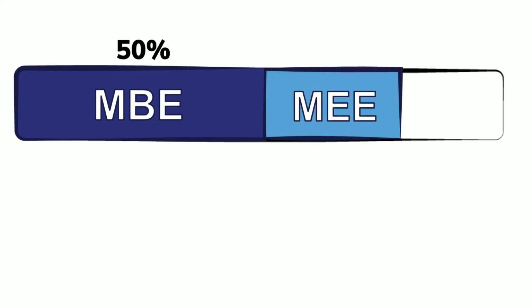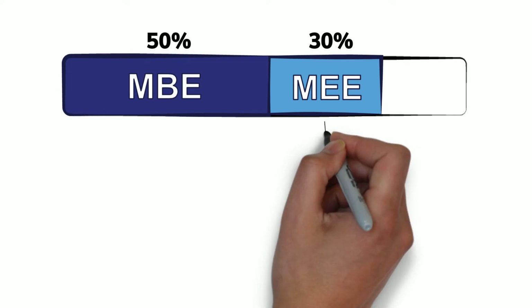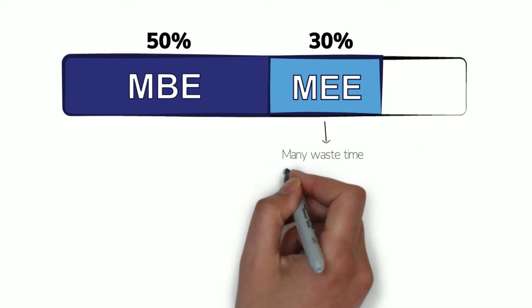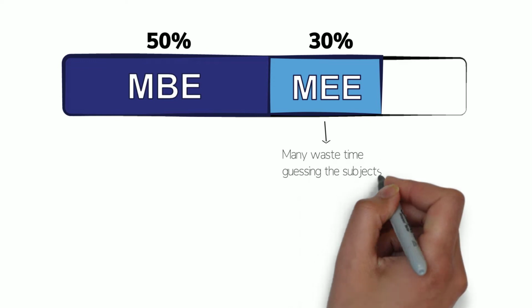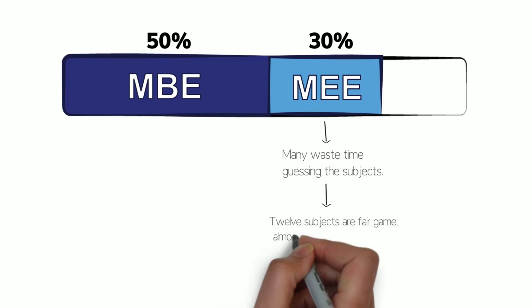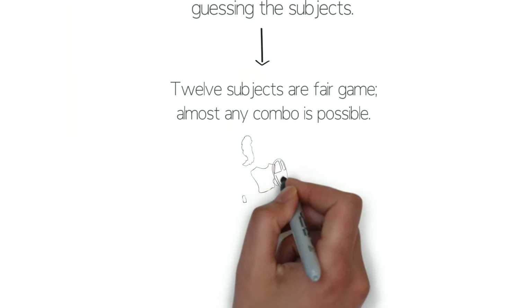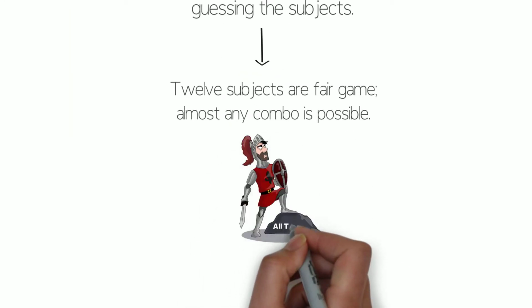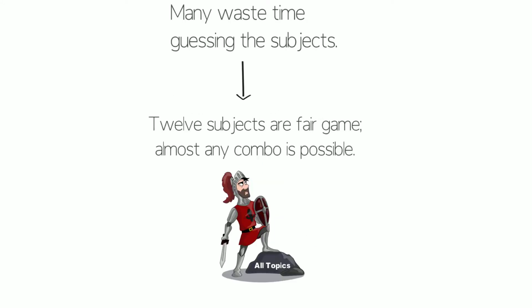Now, the MEE, or essays, are your next priority. Worth 30% of your score, but you have no guarantee which topics will pop up. Now, I know some test takers will waste a ton of time analyzing which subjects were tested at different times in the past and speculating about what seems likely in the future. But at the end of the day, all people can do is guess. The reality is 12 subjects are fair game and almost any combo is possible on the 6 essays. Prepare to conquer all the topics tested on the MEE.